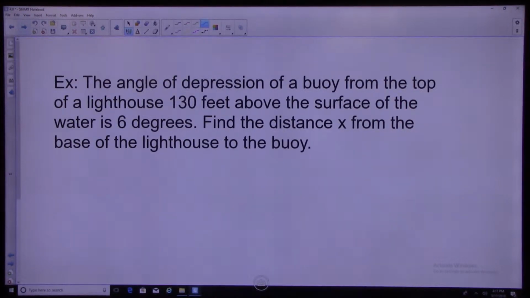We're just going to do some examples here, really 3 examples. So here we go. Let's get this thing started. And guys, I have these printed out, so hopefully the sub has these printed out and passed out to you, so you don't have to write all this. But if not, go ahead and write it all. It says the angle of depression from a buoy to the top of the lighthouse, 130 feet above the surface of the water, is 6 degrees. Find the distance x from the base of the lighthouse to the buoy.